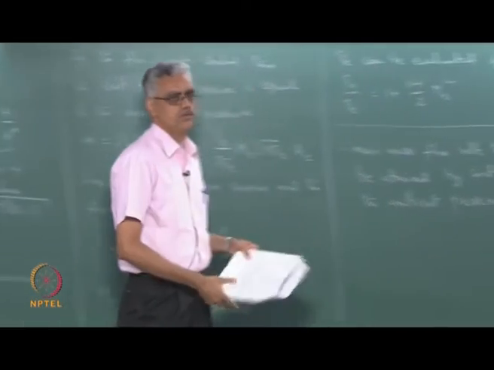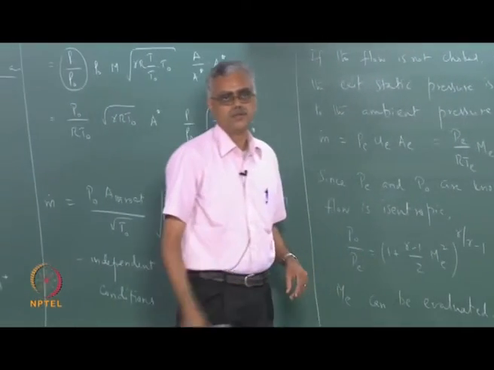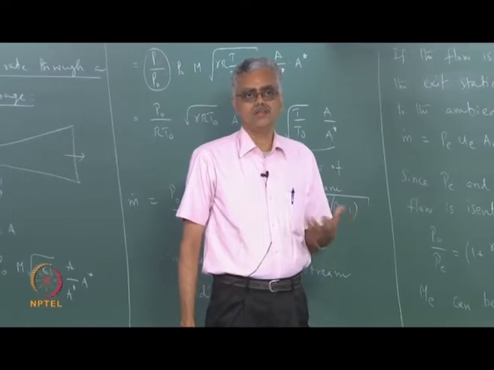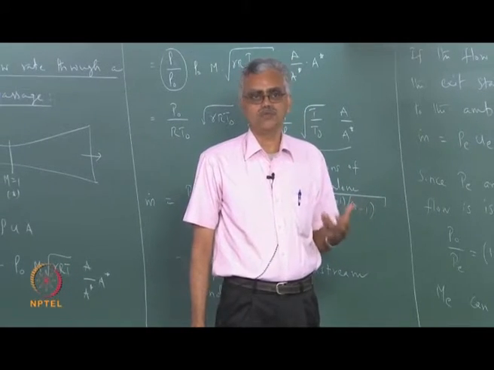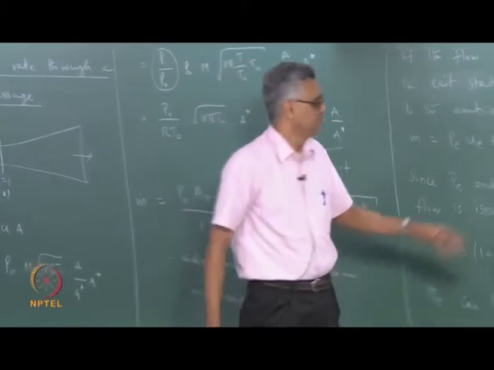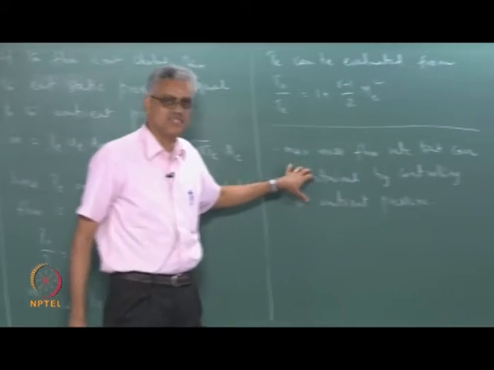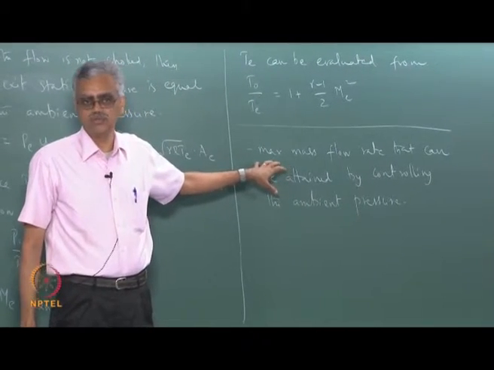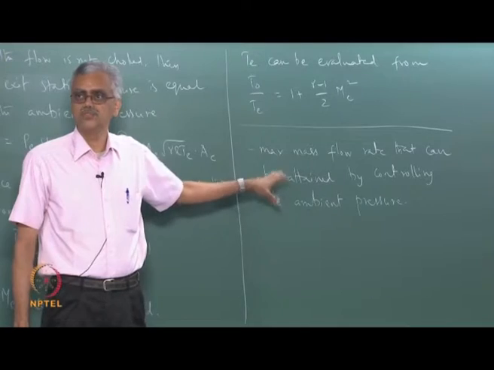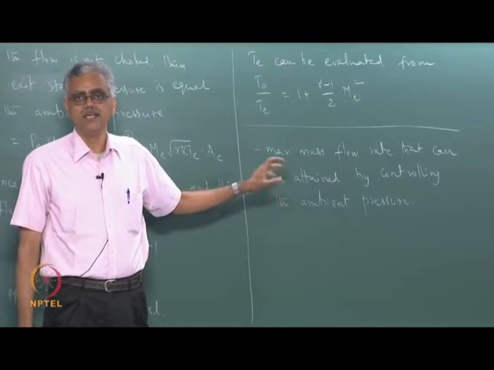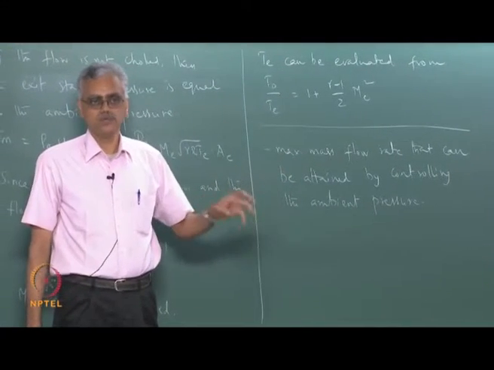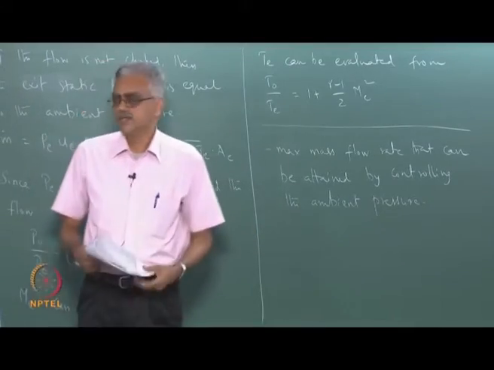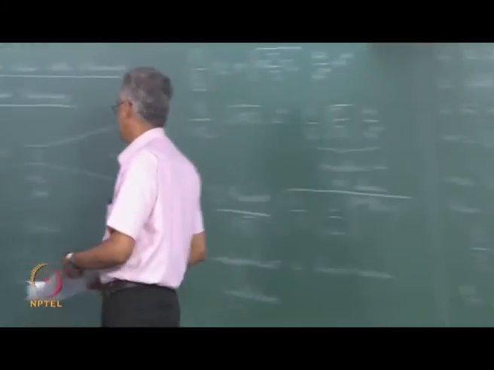This is probably one of the most poorly understood concepts in quasi one dimensional flow. Normally, it is said that this is the maximum mass flow rate that you can have in the nozzle. That is not true. This is the maximum mass flow rate you can have if you are trying to adjust the flow from downstream.